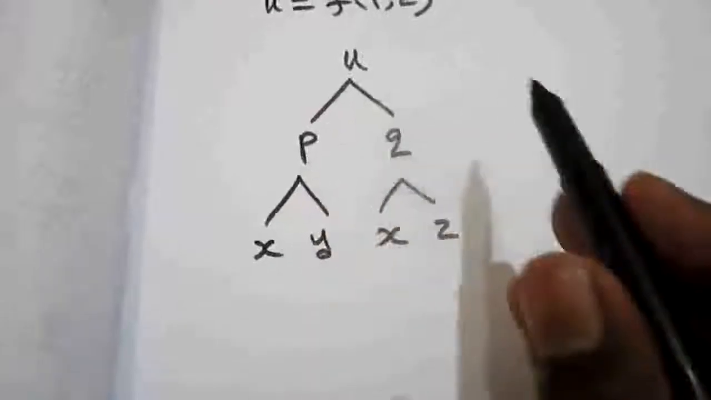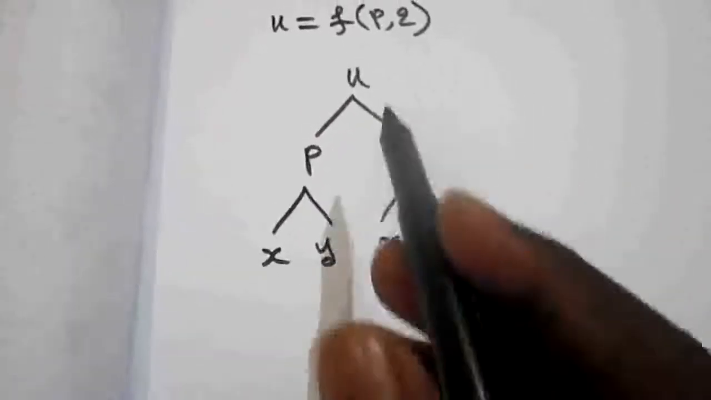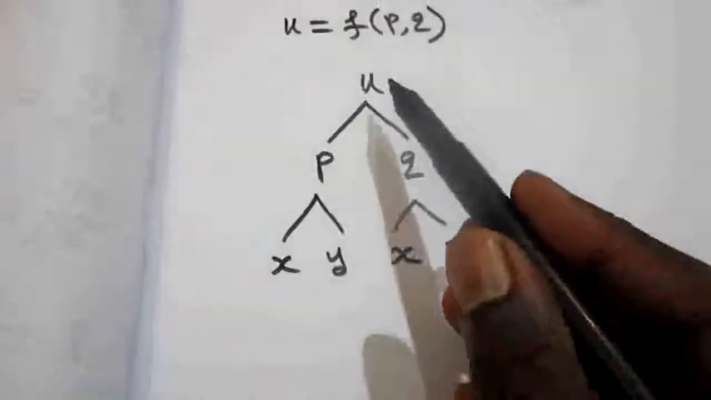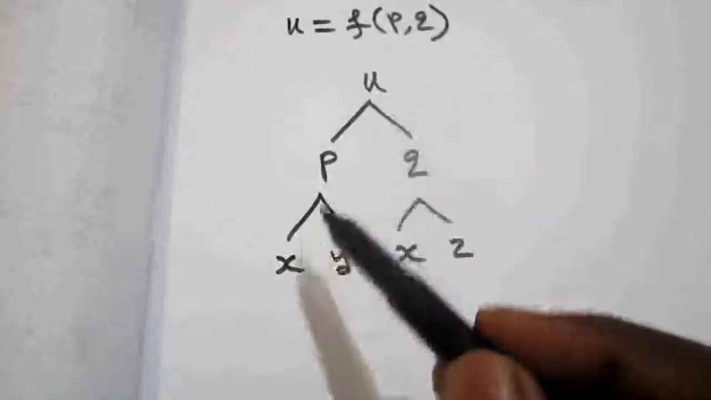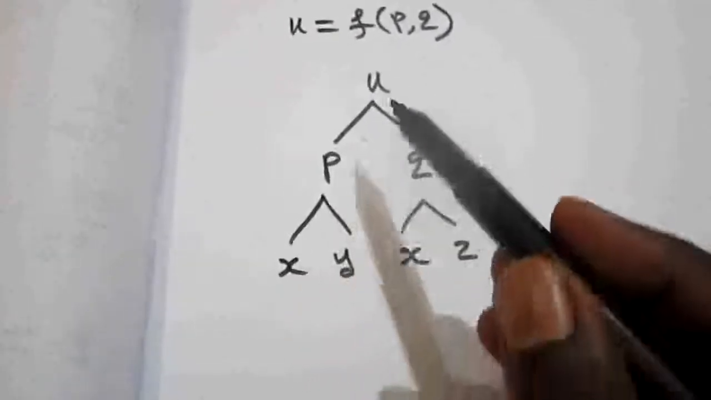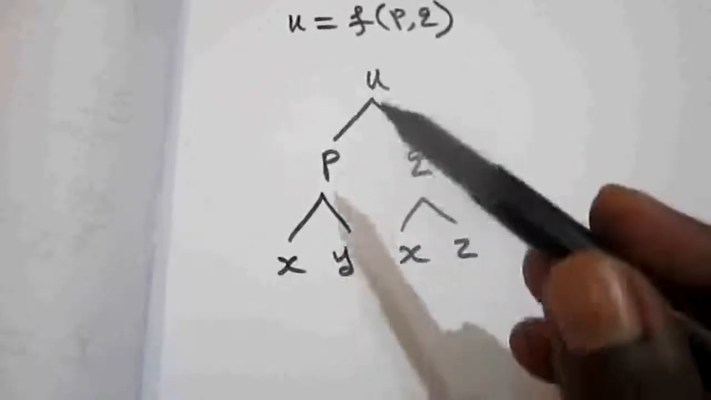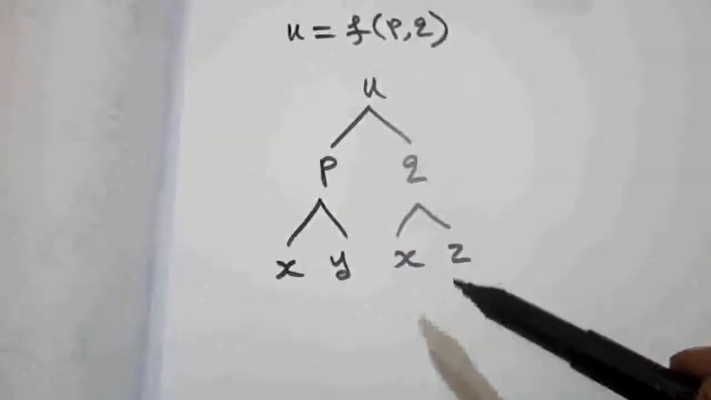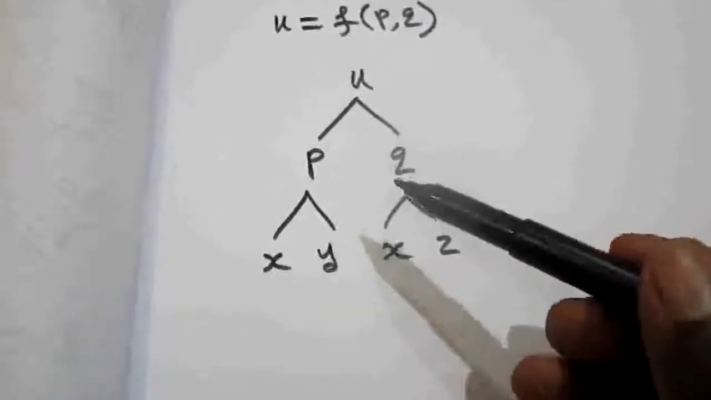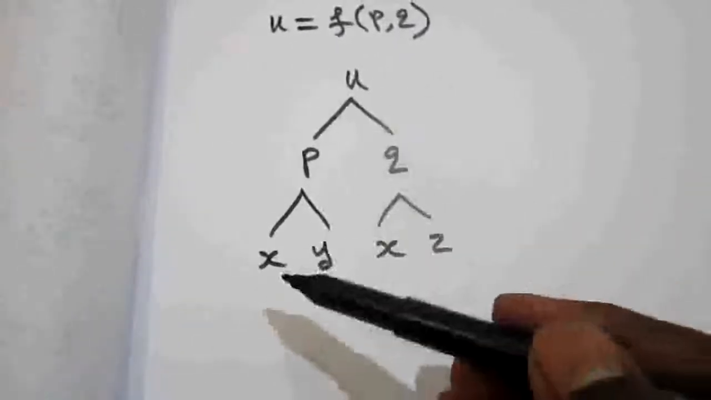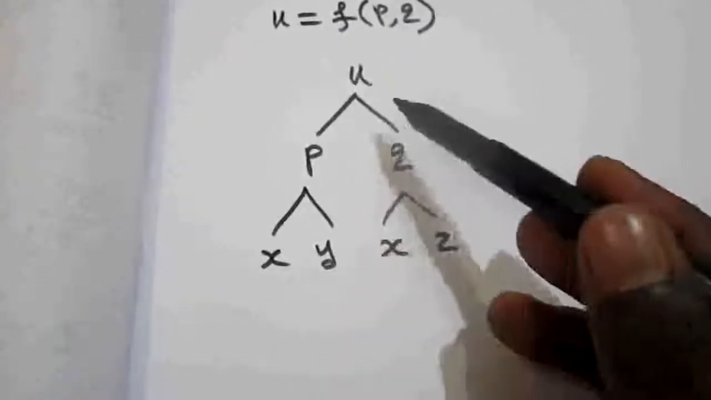So from this relation I am going to form a formula. I am going to write the formula for dou u by dou x and dou u by dou y and dou u by dou z. Therefore, from this relation I am going to form three formulas: dou u by dou x, dou u by dou y and dou u by dou z.